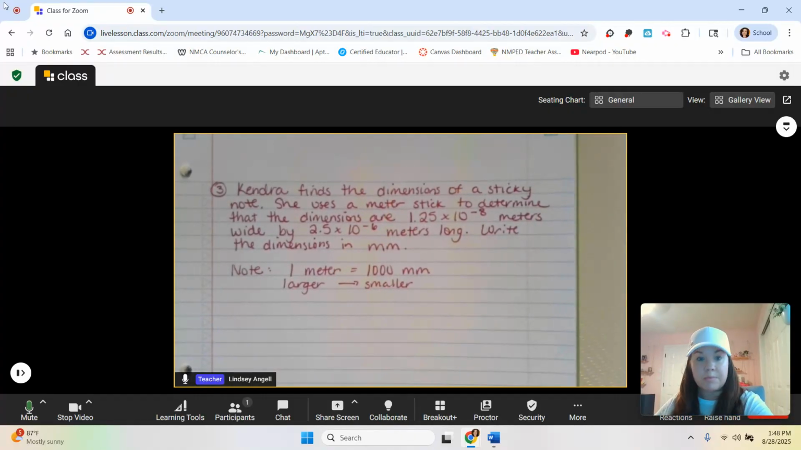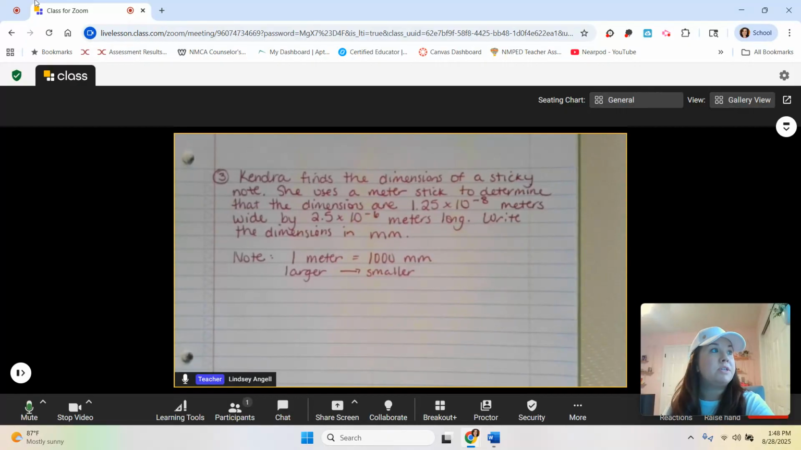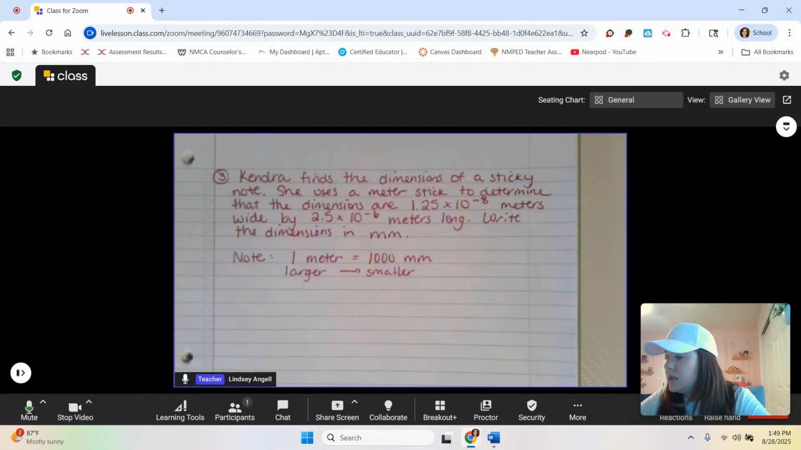This one is taken from your quick check. I forget what number it is off the top of my head, but let's go ahead and get started. Just know that this one's for points. Number 3, Kendra finds the dimensions of a sticky note. Oh, I think it's the last one. I'm pretty sure it's the last one. Maybe it's the first. Okay.